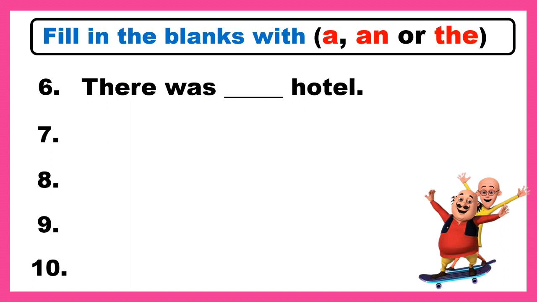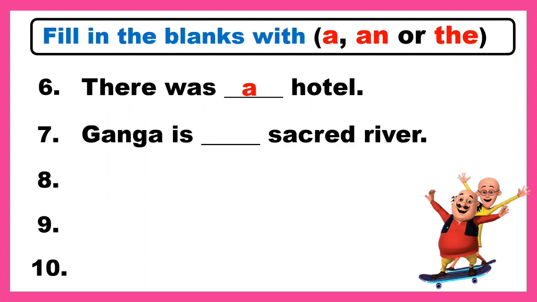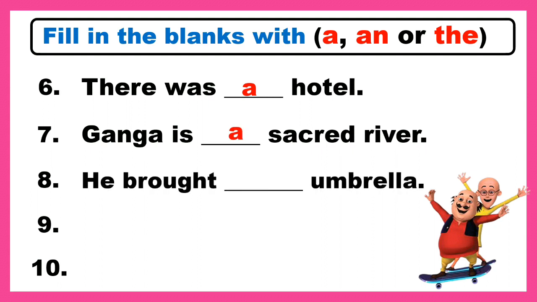There was dash hotel. Answer is a. There was a hotel. Ganga is dash sacred river. Answer is a. Ganga is a sacred river. He brought dash umbrella. Answer is an. He brought an umbrella.